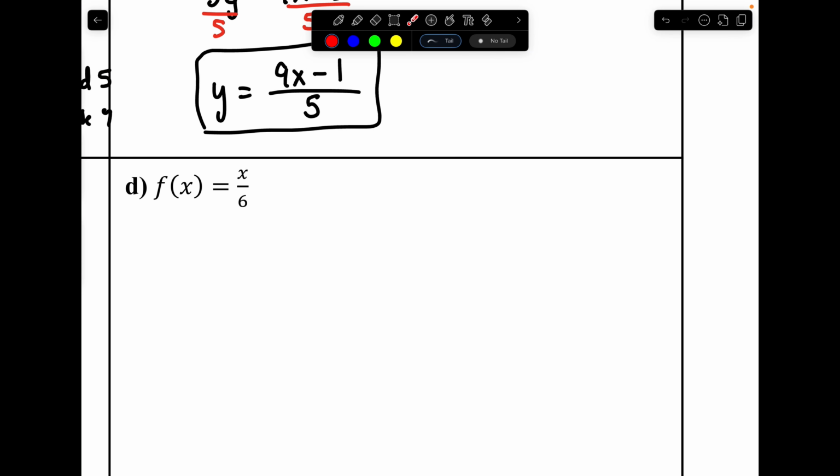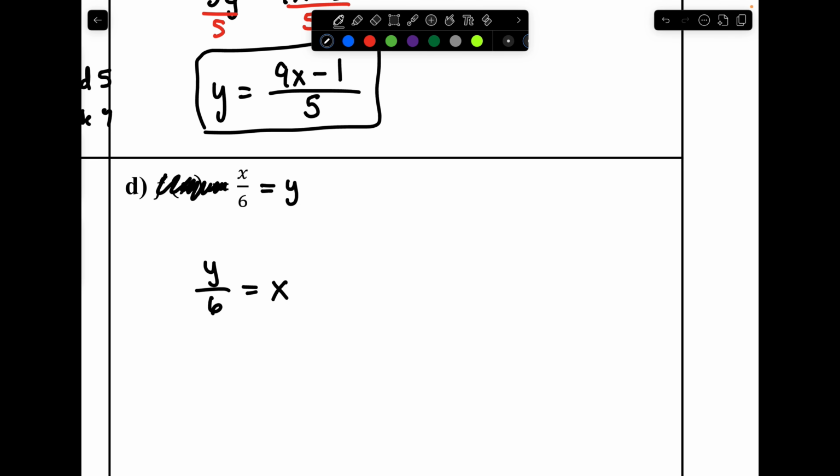Now, this next example looks very similar to the previous example. So let's start by switching the x and the y. Remember, f of x is the exact same thing as y. I'm just writing it on the right side of the x over 6. So replacing the x for y and the y for x, we get this. And it looks very similar because the y is already in the numerator.